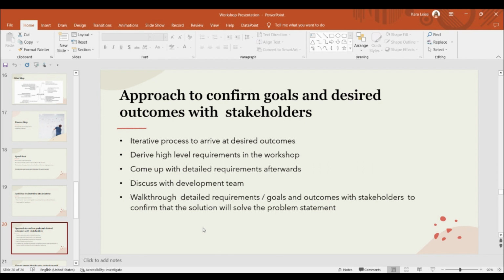So walk through detailed requirements and the goals and outcomes with stakeholders to confirm that the solution will solve the problem statement. So once the workshop has given you all of these issues and you've done your due diligence and you think you have a good solution, before you go off and have anybody build anything, you need to make sure that you are correct and that what you're going to build will solve the problem. You don't want to do something that they're not going to agree with, right? So that's what you do there.